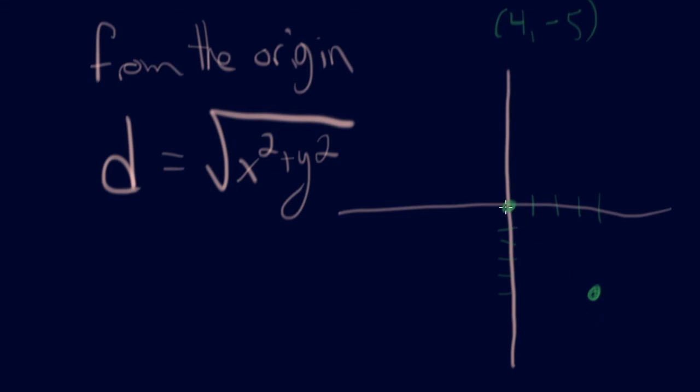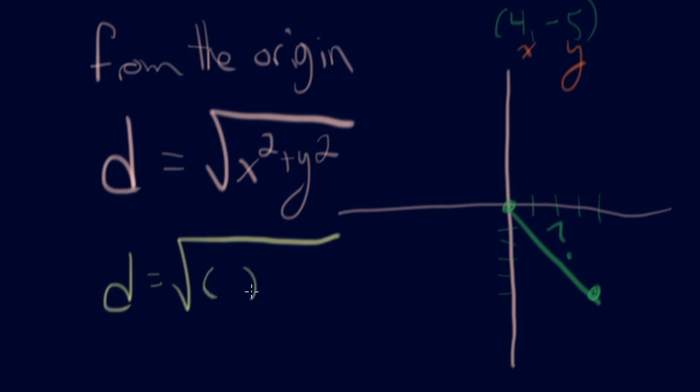Like, how far is this? How far? So don't forget, remember, 4 is our x, and negative 5 is our y. Let's go and plug in some stuff. So our distance is going to be equal to the square root. And I'm going to use brackets for a very important reason.